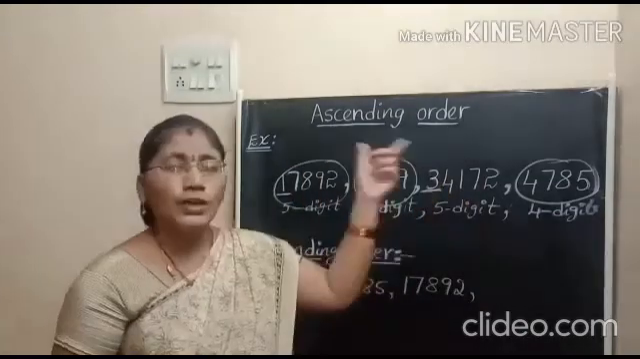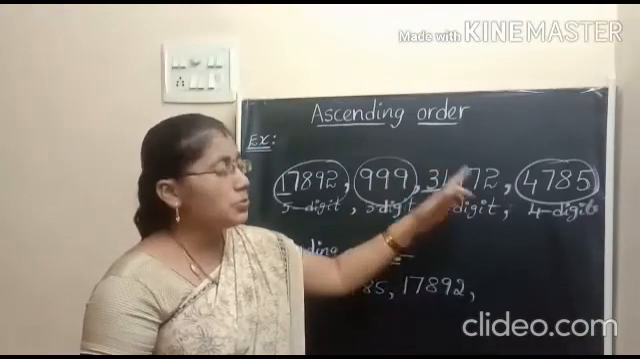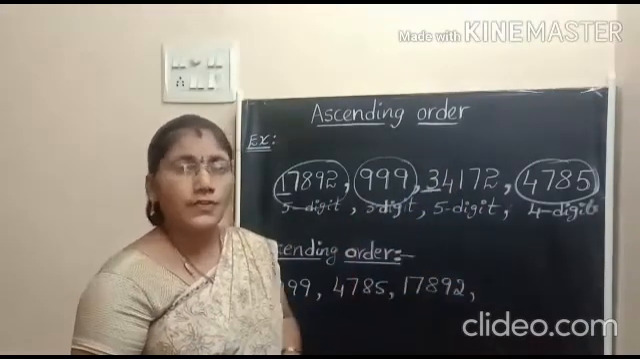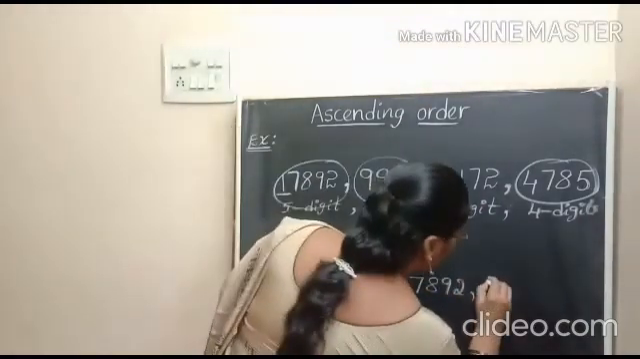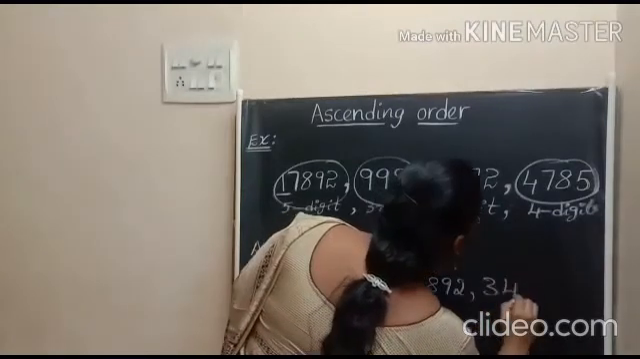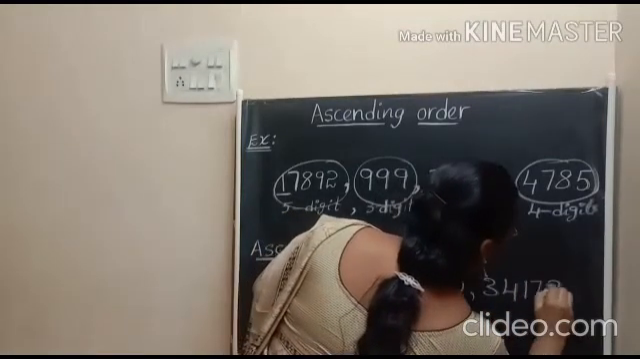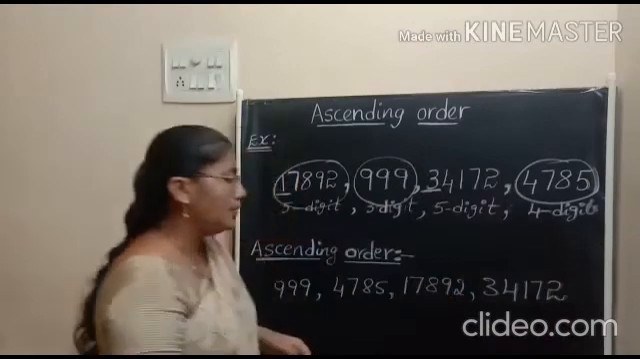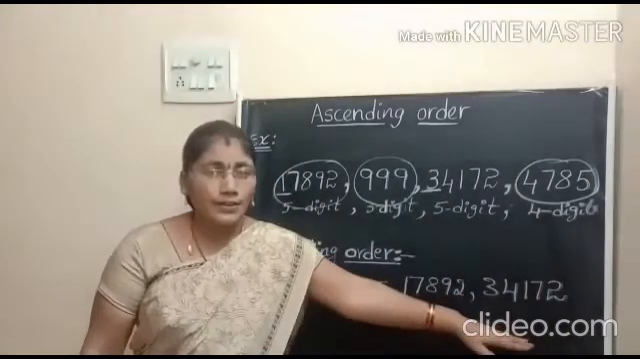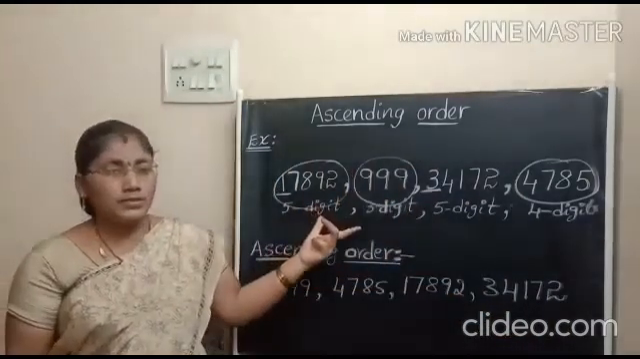Finally, we have only one number that must be right at the last position of ascending order. That is 34,172. So, this is the ascending order for the given numbers.